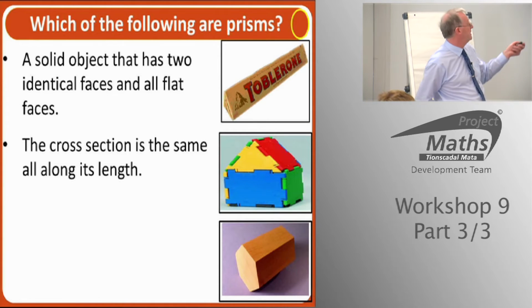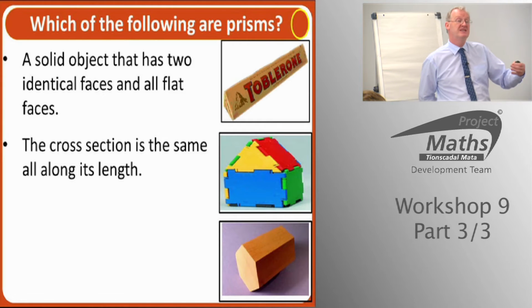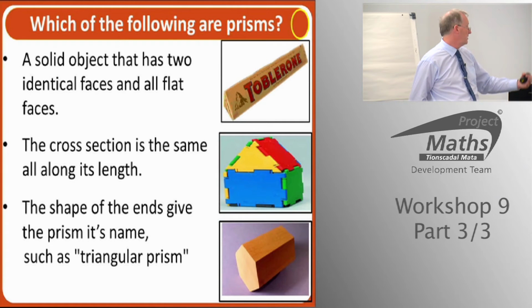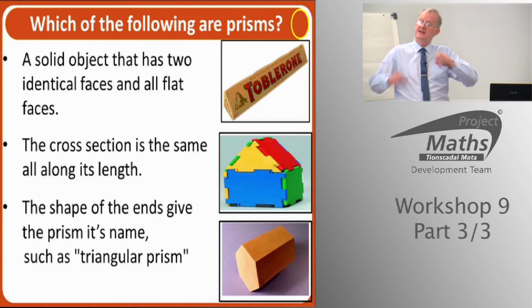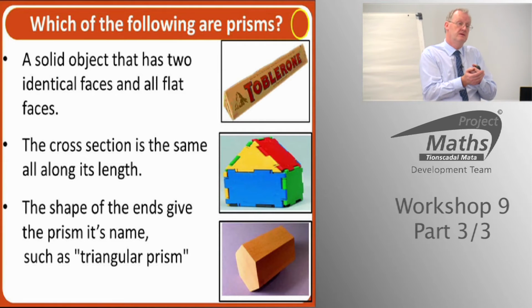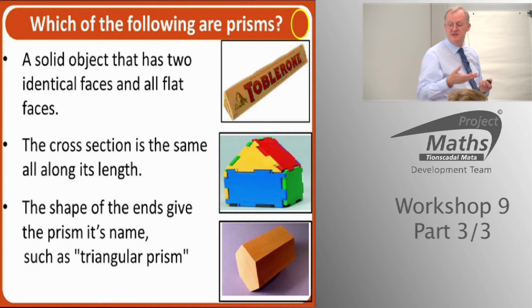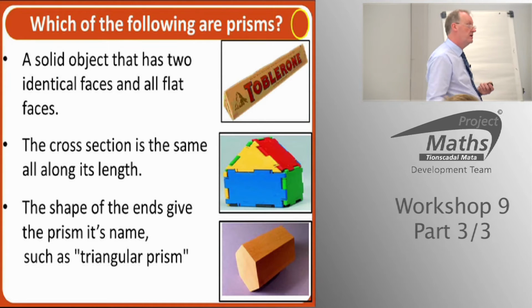But what has been happening is people have been taking one aspect of the definition, probably to simplify the issue, but finishing up giving the students a misconception. And I have seen posters on the internet that would have the cylinder on them as a prism. Then of course we know the shape at the end gives it its name, so the Toblerone box is a triangular prism.